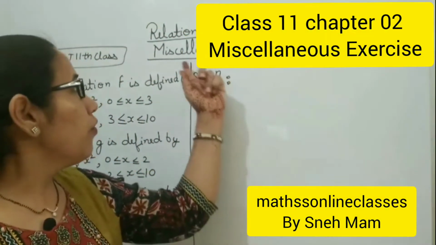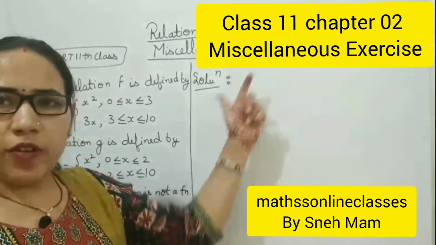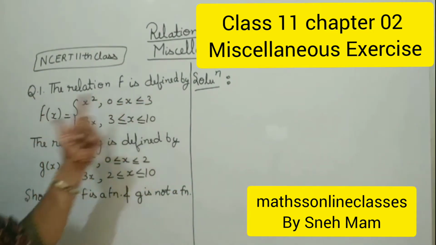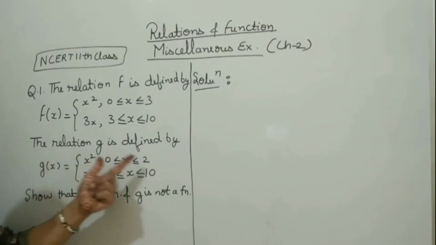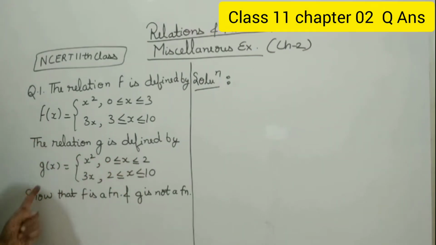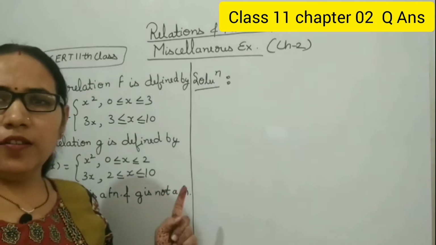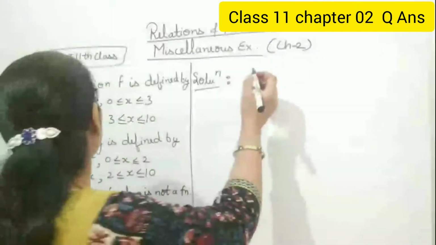Today we have to start from exercise miscellaneous of chapter 2. So start with question number 1. Question number 1 is given as the relation f is defined by fx. The relation g is defined by gx. Here two relations are given, fx and gx. Show that f is a function and g is not a function. We have to show that your relation f is a function but g is not your function. So start with the solution.